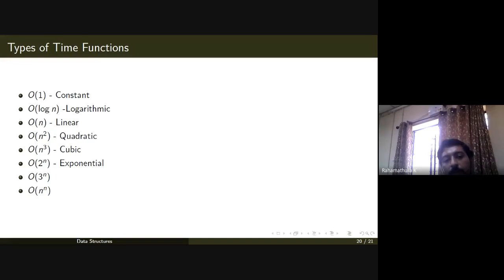For example, say you have two nested iterative statements. The first iterative statement takes n square complexity, and the inner iterative statement takes log n complexity. Then the total complexity will be order of n square log n. And this simple order, or big O notation, we will be discussing in the next class.